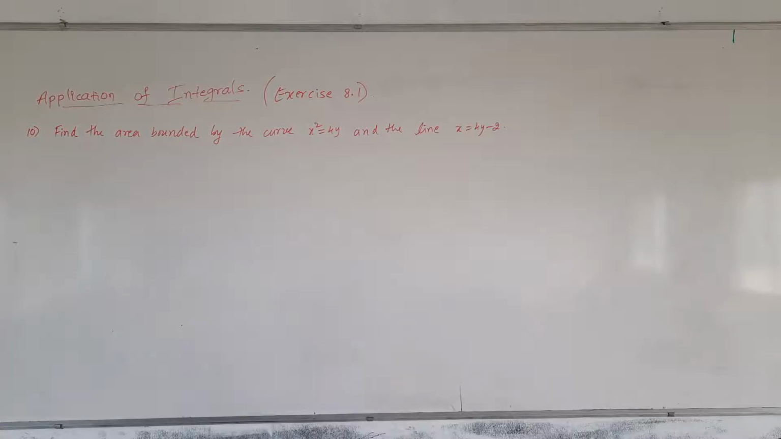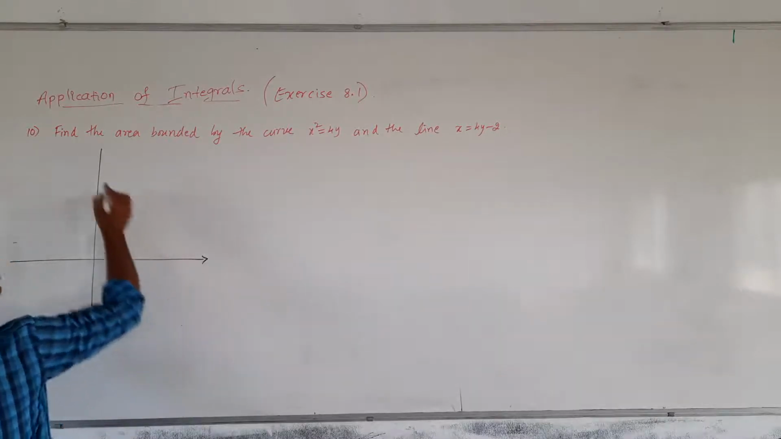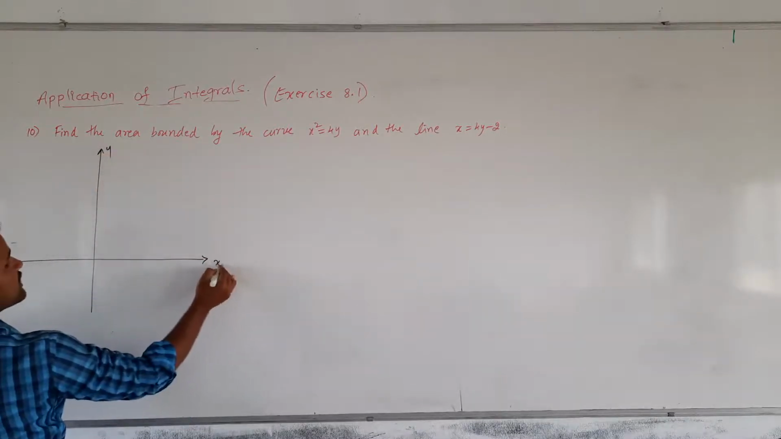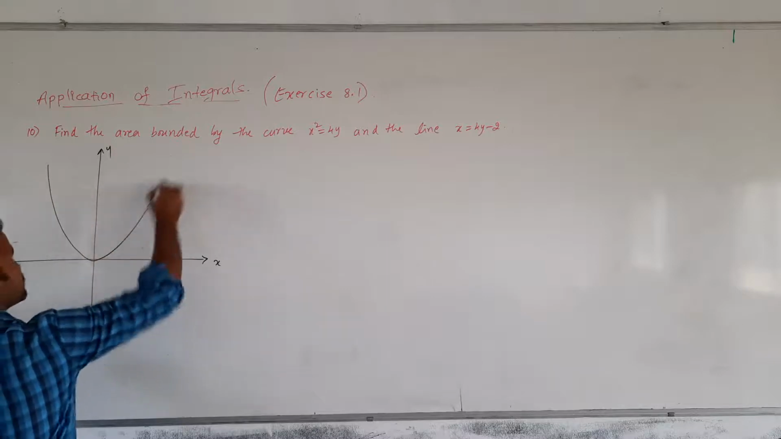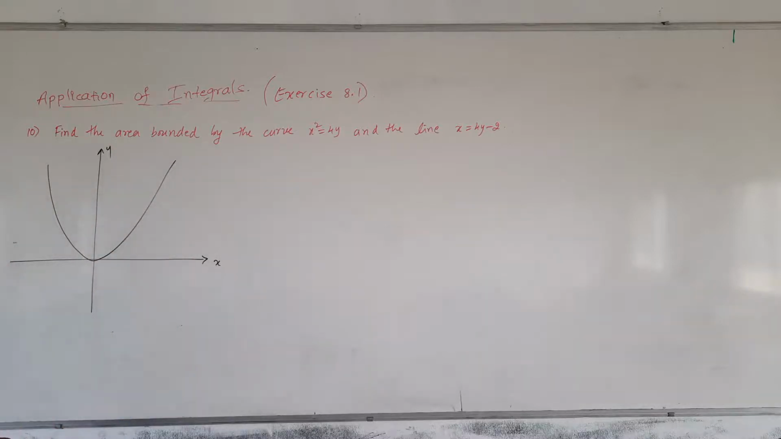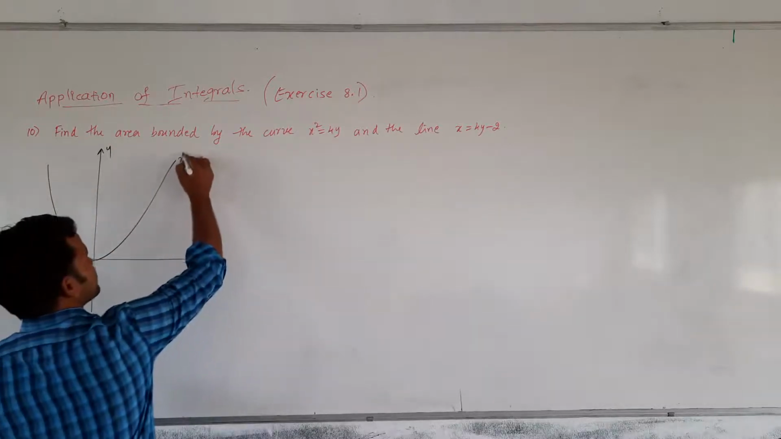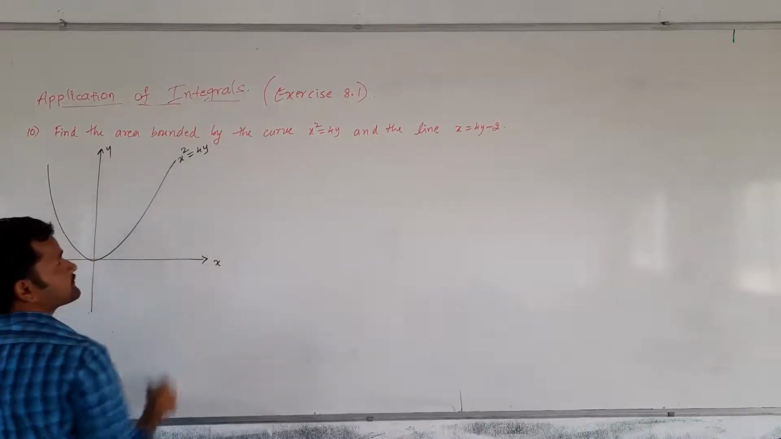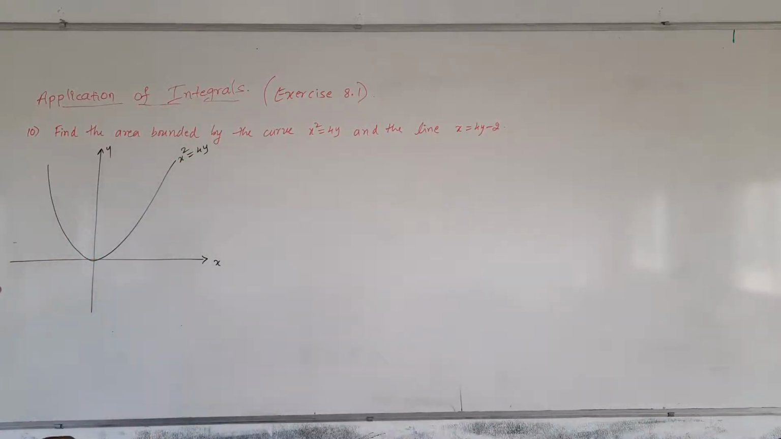Let us draw the graph of the given curves here. Area bounded by x square is equal to 4y. X square is equal to 4y will be a parabola symmetric with respect to the y-axis. This is what its shape is. This is x square is equal to 4y. And the line x is equal to 4y minus 2.